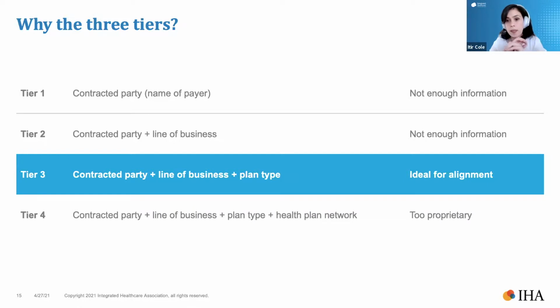Tier 3 gave us the ideal alignment. It was contracted party, line of business, and plan type. It's doable, it's universal, it's standard, and it is the right language for us to choose. And we thought, well, how about if we took it one more level? Because we do see a need for one level more. Now, at that point, it became too proprietary. And again, the two contracted parties started to miss each other. And so we went back up and we stayed at the Tier 3 level, moving forward with network alignment.